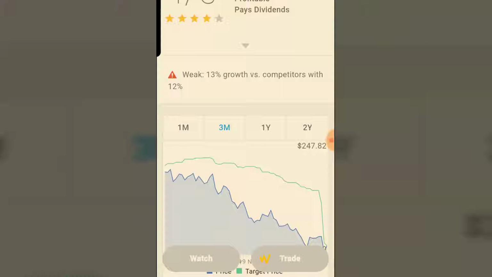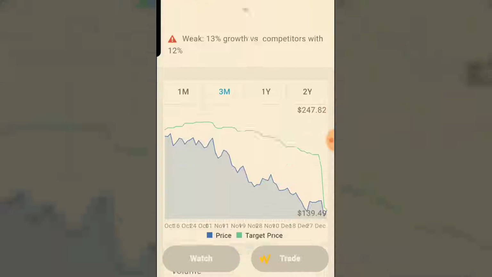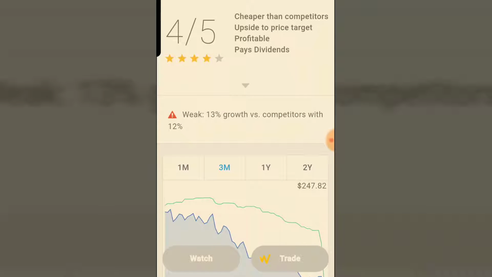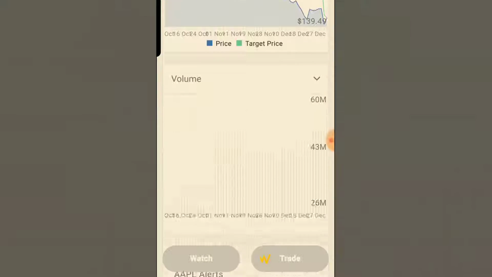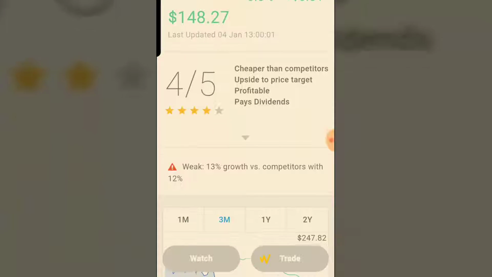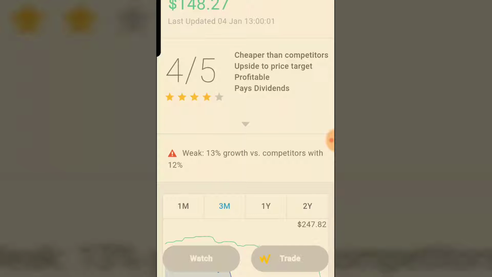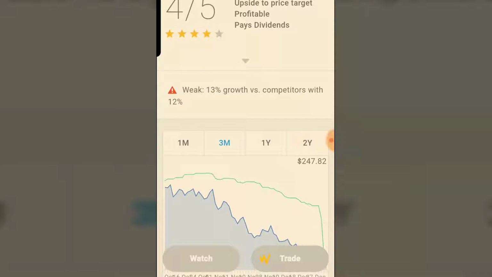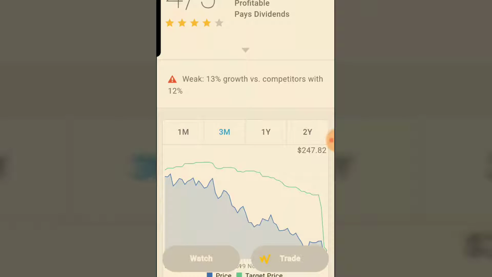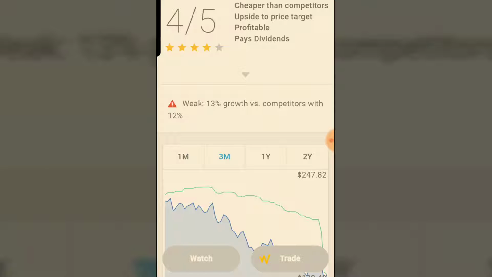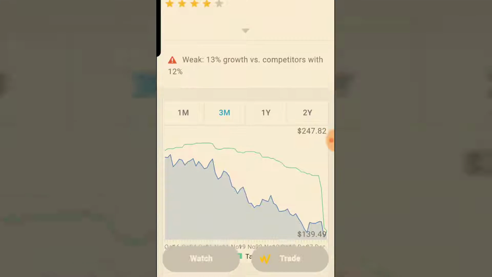So when you compare the PE ratio of Apple to other companies like it, it's a lot cheaper. It's a lot more affordable. It's a lot more discounted than other companies. And Wall Street also believes that there's an upside to it. It's also a profitable company, so that's a good thing. And it pays dividends. So these are all really good things. The only thing is the growth is a bit weak compared to its competitors. Slightly.